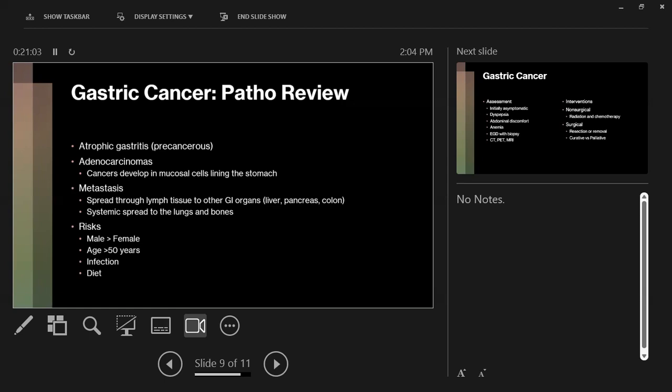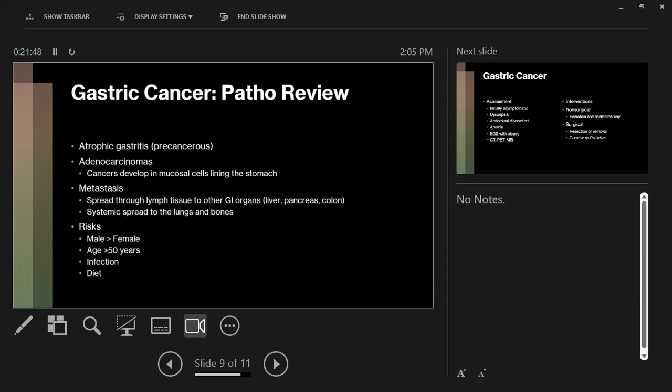H. pylori, of course, is the biggest risk factor with infections. And then also patients who have diets high in pickled foods, nitrates, and overly salted food can develop atrophic gastritis. And diets low in fruit and vegetables can also increase that risk. Let me go back to the adenocarcinomas are the most common type of cancers that develop in the mucosal lining. And typically there is metastasis seen with gastric cancer, either spread through the lymph tissue in close relation to other GI organs, or systemic spread is often seen to the lungs and the bones.